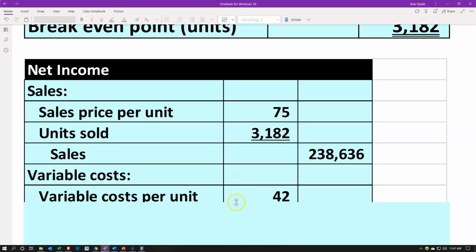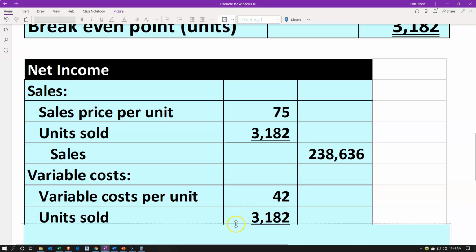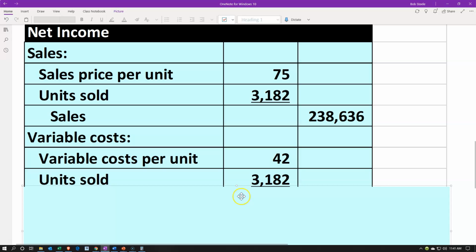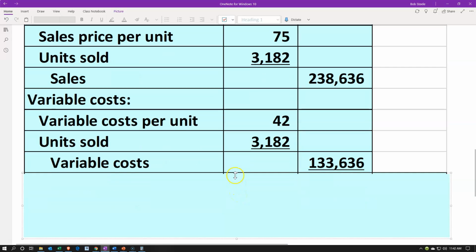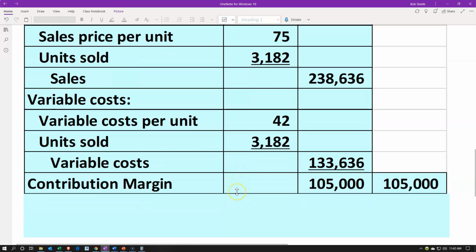Then we have the variable costs. Variable costs, we're going to calculate at the variable cost per unit, which was the 42 per unit, times the number of units that we're going to sell, which is that break-even point. Once again, that'll give us the variable cost of the 133,633.